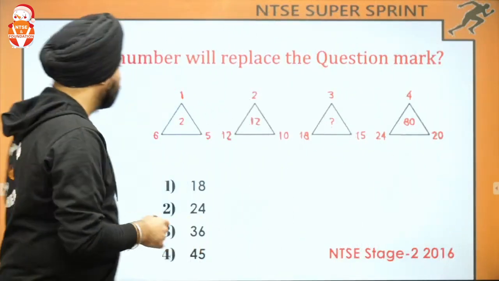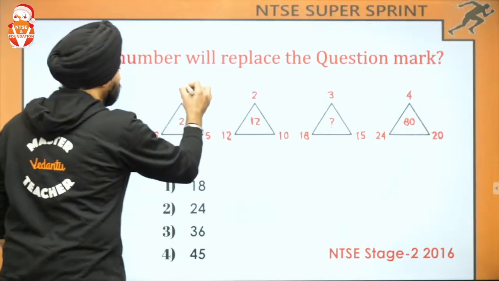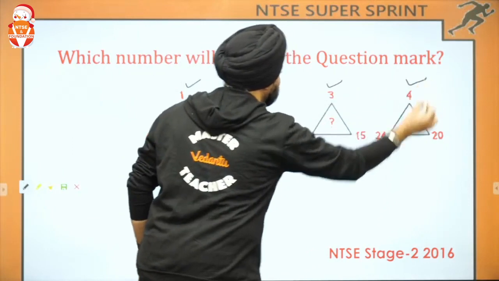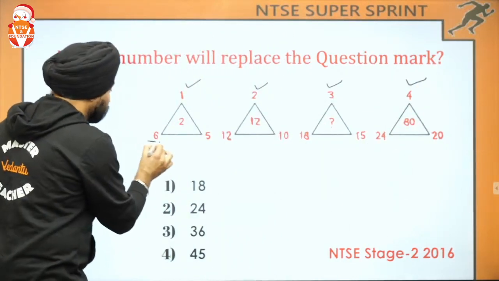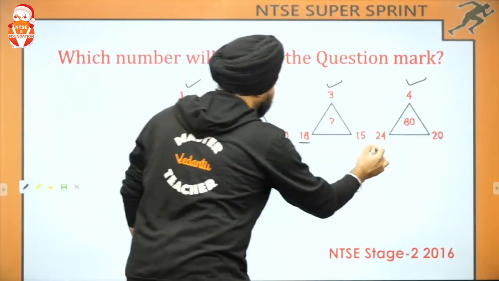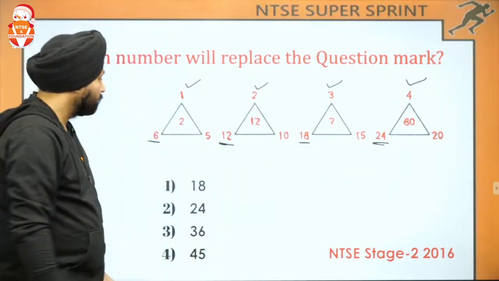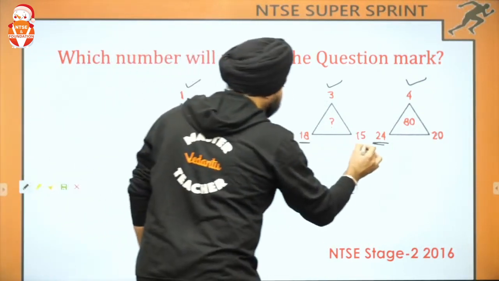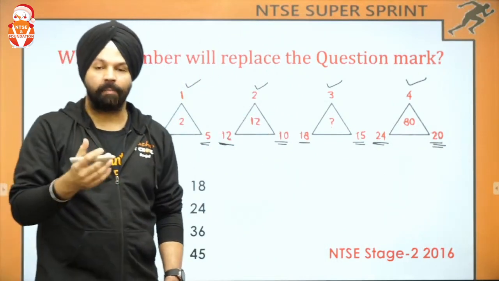If I look at the topmost numbers, 1, 2, 3, 4, there is a pattern. If I look at these numbers, that is 6, 12, 18, 24, the table of 6, again a pattern is there. Then I focus on these, 5, 10, 15, 20. Right? Again a pattern is there, a gap of 5 is there.